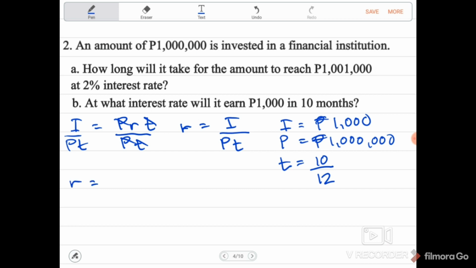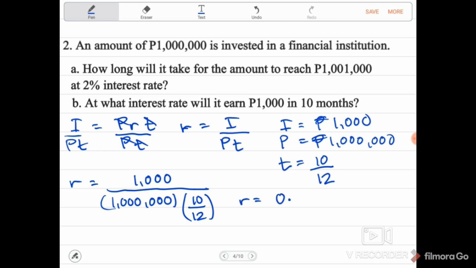R is equal to 1,000 pesos over 1 million pesos times 10 over 12. So, ang value ng R natin dyan will be 0.0012 or that is 0.12%. So, tandaan natin, yung R natin, ita-times lang natin sa 100 para siya maging percentage. So, 0.0012 times 100, that is 0.12%. That is our interest rate.